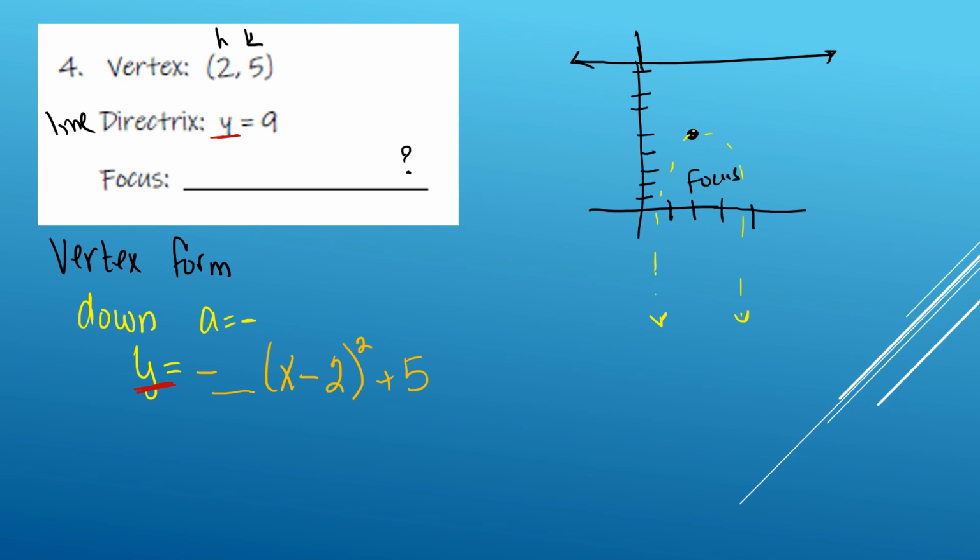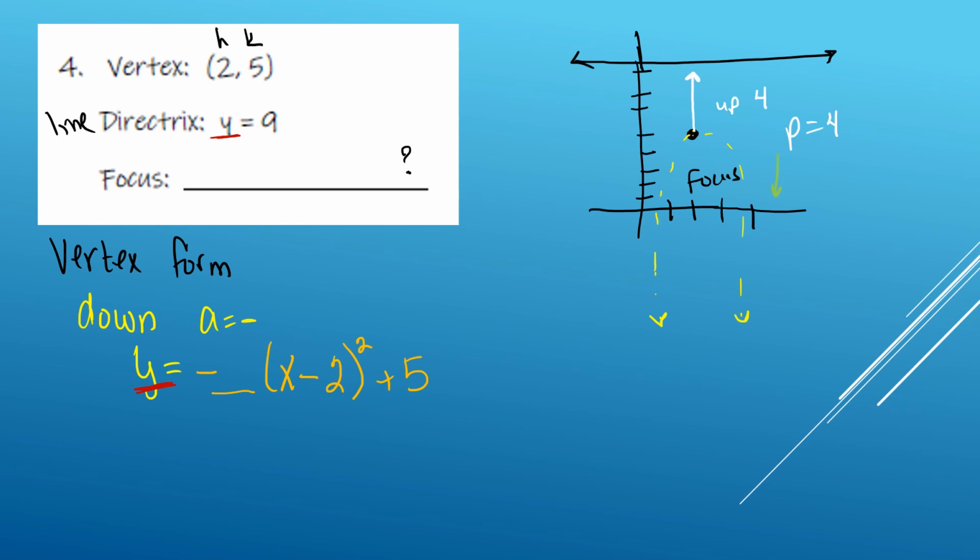Fabulous. Okay, in this case, because we were given the vertex and the directrix, I can just find that distance. So to go from the vertex up, I have to move up 4 units. So that means my p-value is 4. That distance is 4. So to get the focus, I've got to do just the opposite.